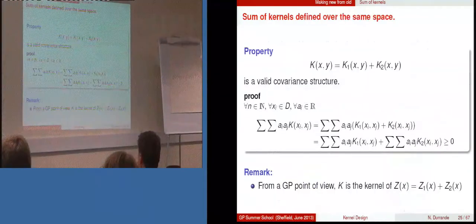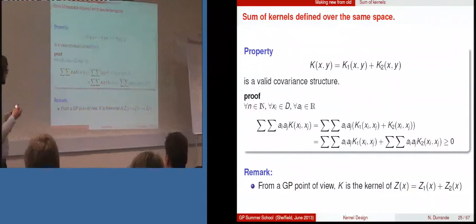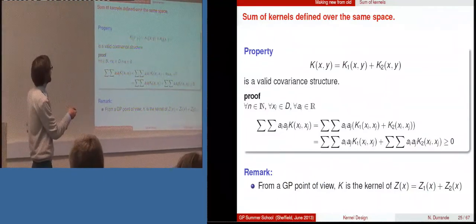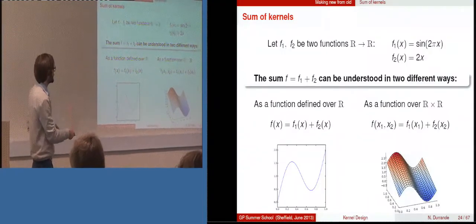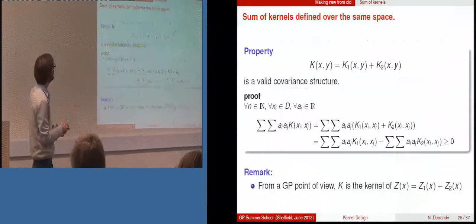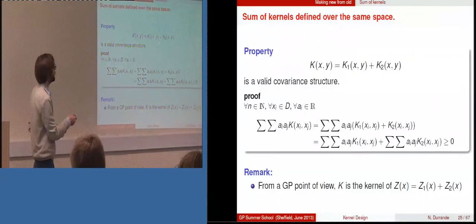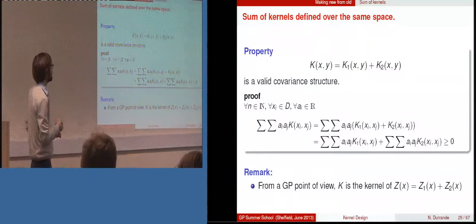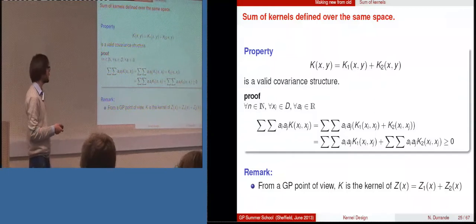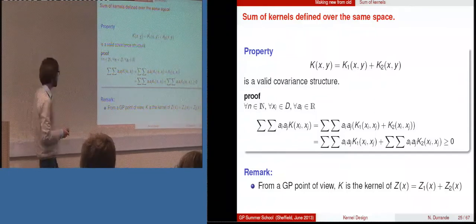Is it all right? Yeah, so we can look at that for kernels. Here I'm looking at the sum of kernels defined over the same space. So this is the case we are looking at to start. The kernel depends on two variables, but we evaluate the two kernels k1 and k2 for exactly the same variables as the variables of k. The property is that this sum of kernels is a valid covariance structure. The proof is quite straightforward. I think some of you got it during the lab, because that was one of the questions in the lab sheet.